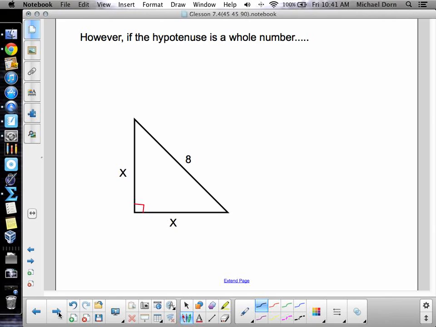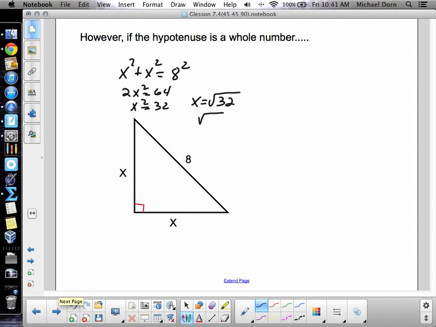We could set up our Pythagorean theorem. x squared plus x squared equals 8 squared. So 2x squared is 64. So x squared is 32. So x is the square root of 32. We could set up and solve our Pythagorean theorem and simplify. That's root 16 times root 2, so 4 root 2. So we could do it that way.